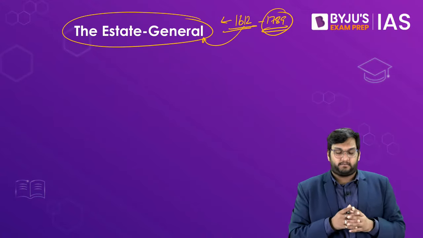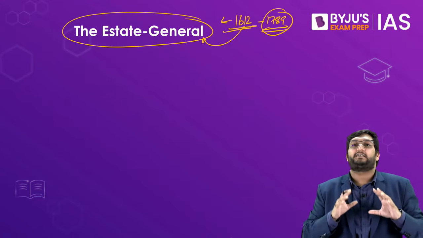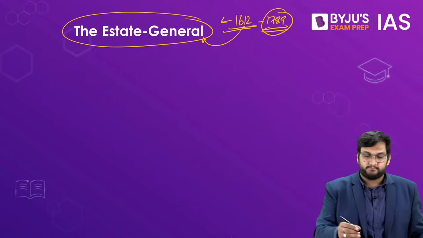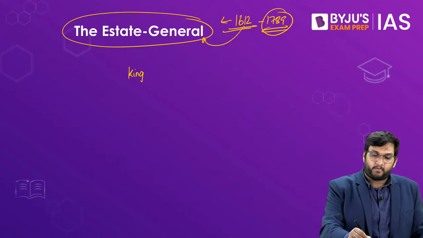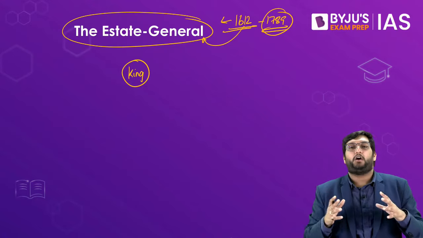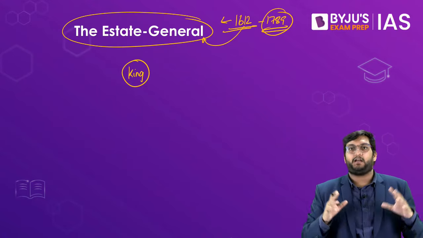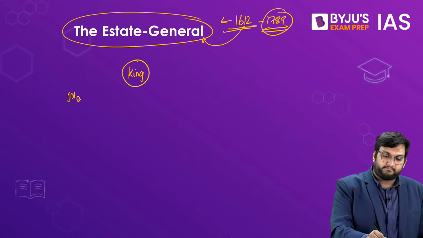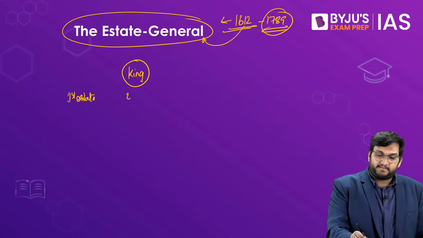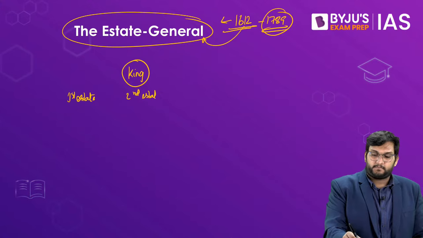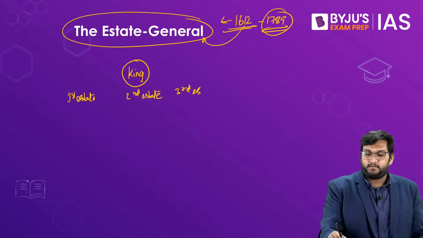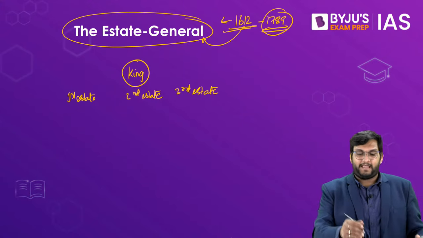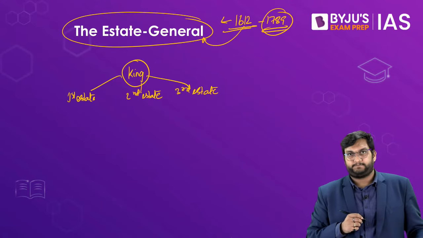So what is the Estates General? The Estates General is how the king would take some decision. So the king called all the three estates together in a meeting called the Estates General. So you have the first estate, the second estate, the third estate, who used to come and meet at one place.